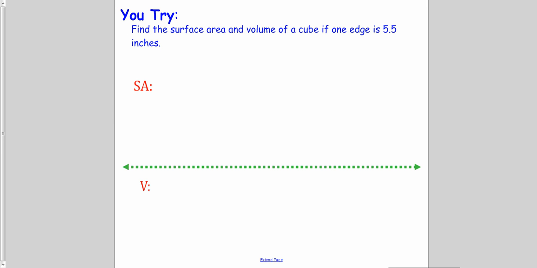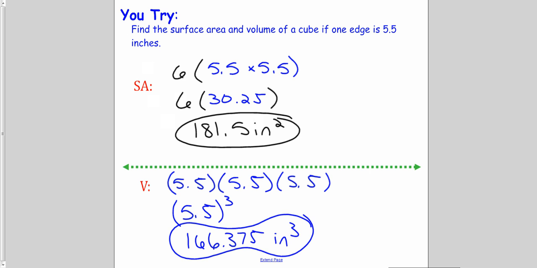Here are my answers. My surface area was 181.5. Check your units, inches squared. And for my volume, I got 166.375. Again, check your units. It should be inches cubed. Please bring any questions that you have to class.